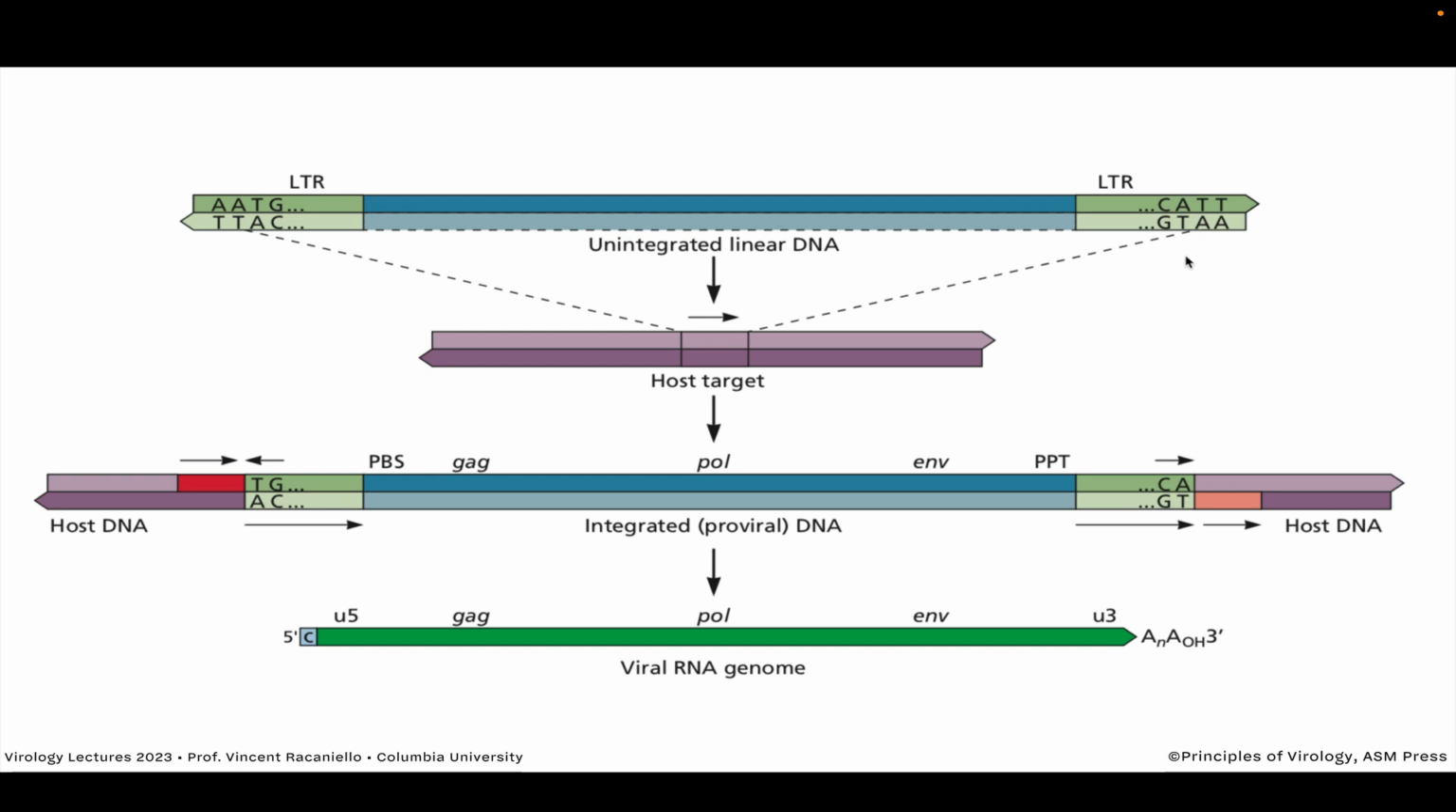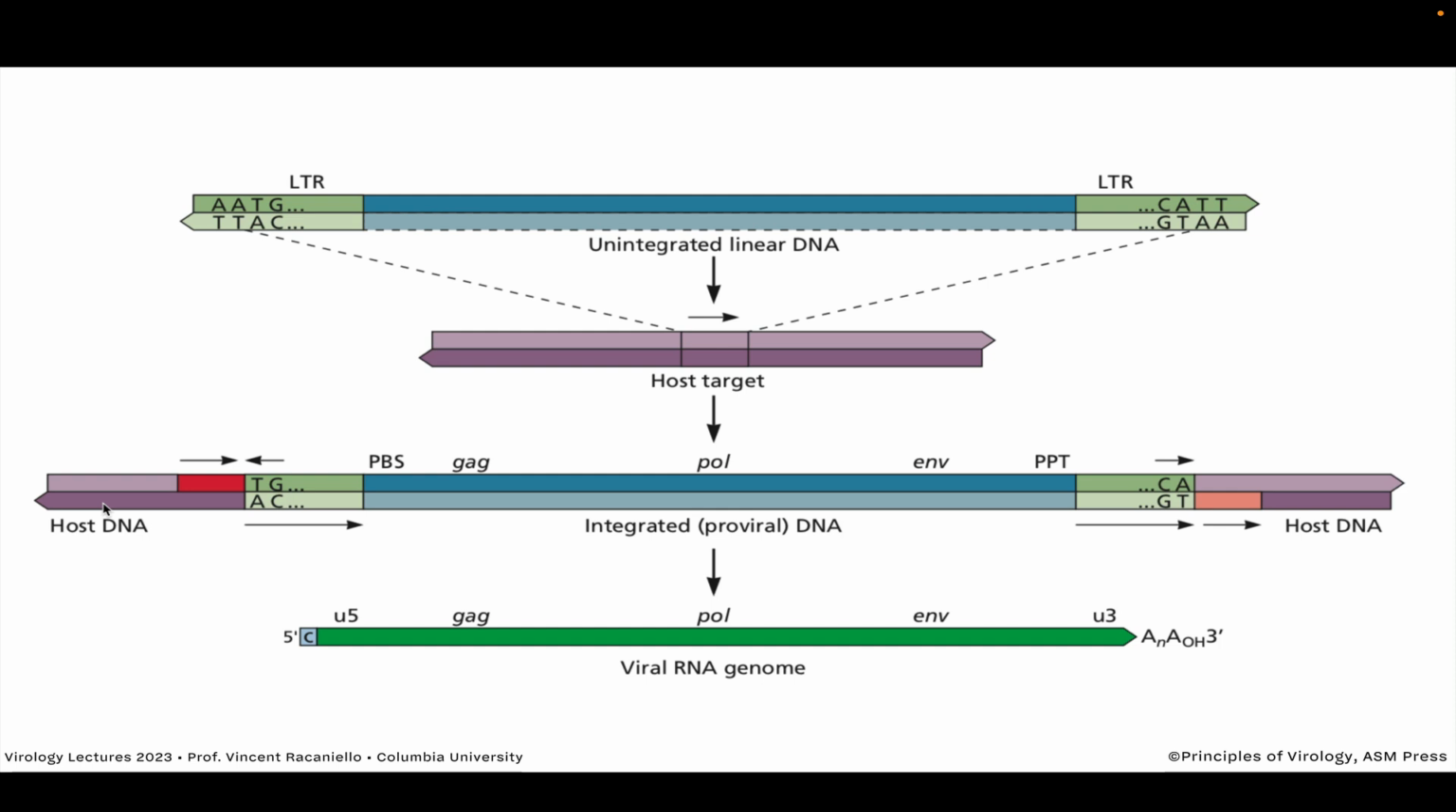What's going to happen next is that this DNA is going to integrate into the host cell DNA, and then we will end up with what is called proviral DNA. The proviral DNA, the definition is an integrated copy of the viral DNA. That's what we mean by provirus. So we have an LTR here on the left, the coding sequences of the viral genome, and an LTR on the right, and it's both flanked by host DNA.